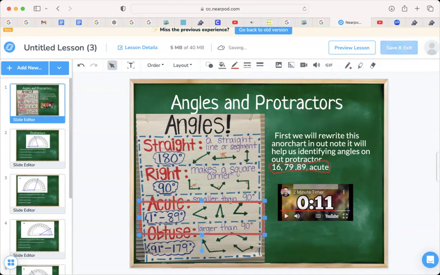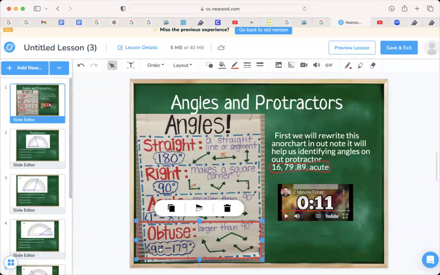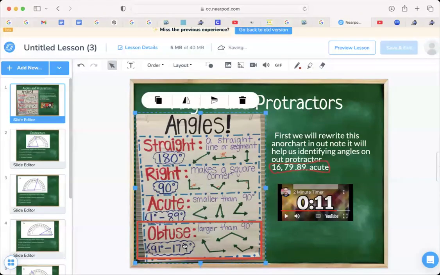Last one is an obtuse angle. So an obtuse angle is an angle that is between 91 to 179. It starts at 91 because it's greater than a right angle, right? So one more greater than 90 is 91. So 91 degrees to 179 degrees would be an obtuse angle.